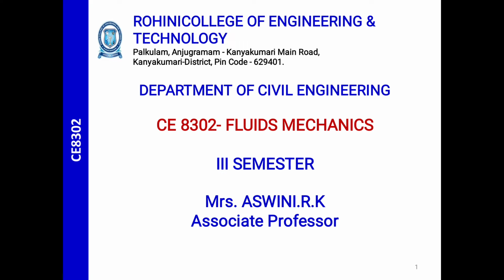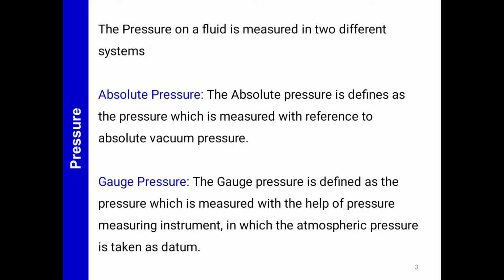Today we are going to see about pressure measurement. The pressure on a fluid is measured in two different systems. In one system, it is measured above the absolute zero or complete vacuum, and it is called the absolute pressure. In the other system, the pressure is measured above the atmospheric pressure and it is called the gauge pressure.